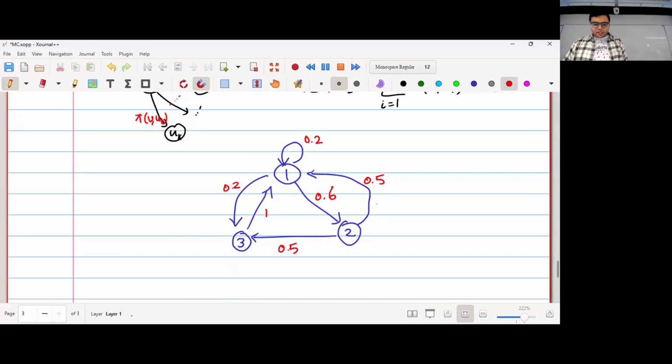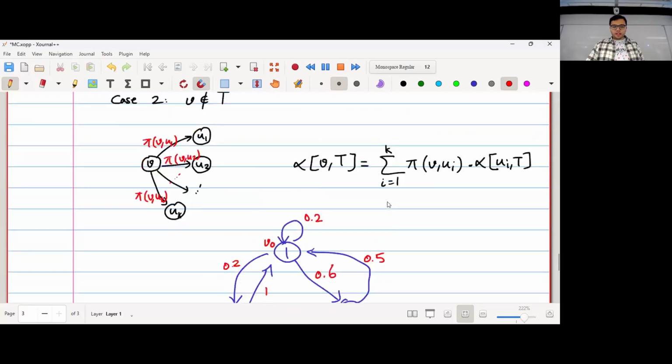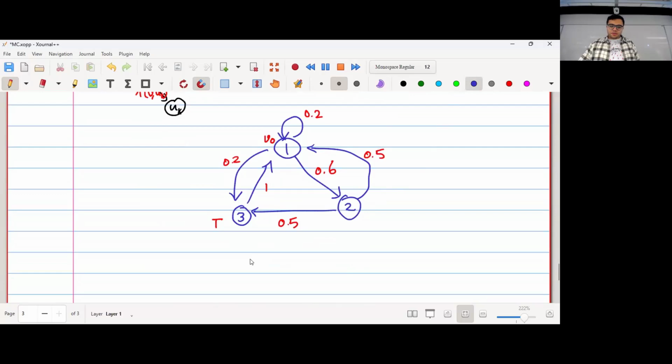And let's say my starting vertex V0 is just 1, and my target is only the vertex 3. So I want to see what is the probability that I reach this vertex. Now I'm not going to write alpha of V, T anymore. I'm just going to write alpha with a subscript telling me the vertex that I'm starting at. So what is alpha 3? Alpha 3 is 1, because if I'm at 3, with probability 1, I have seen my target set.